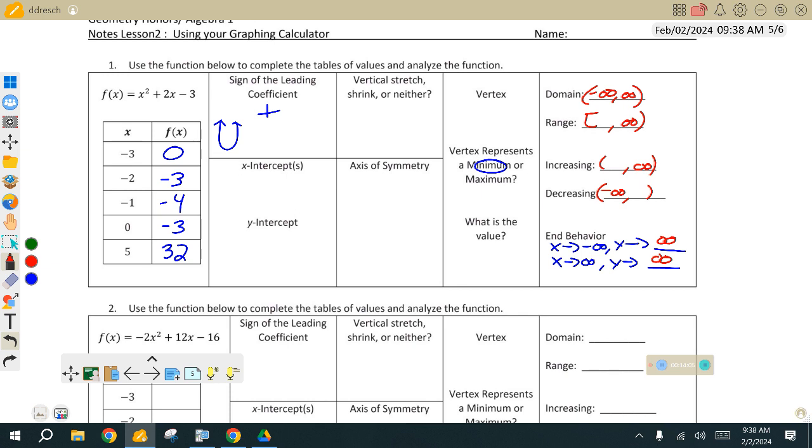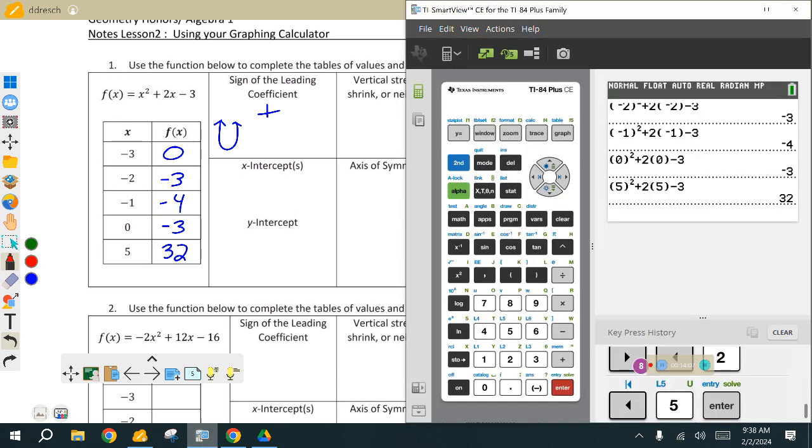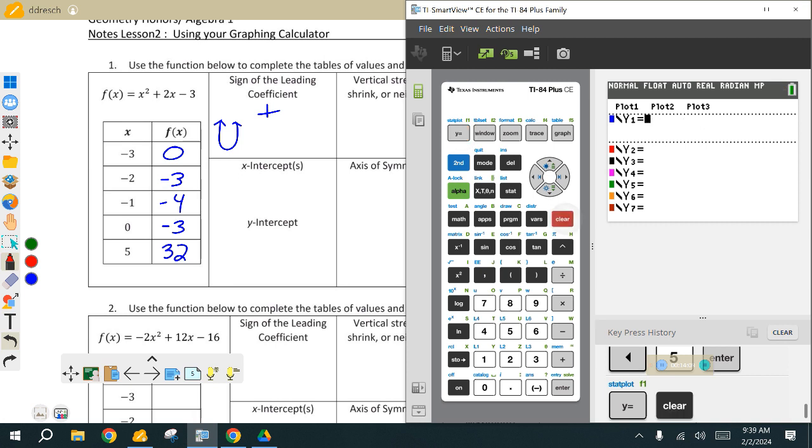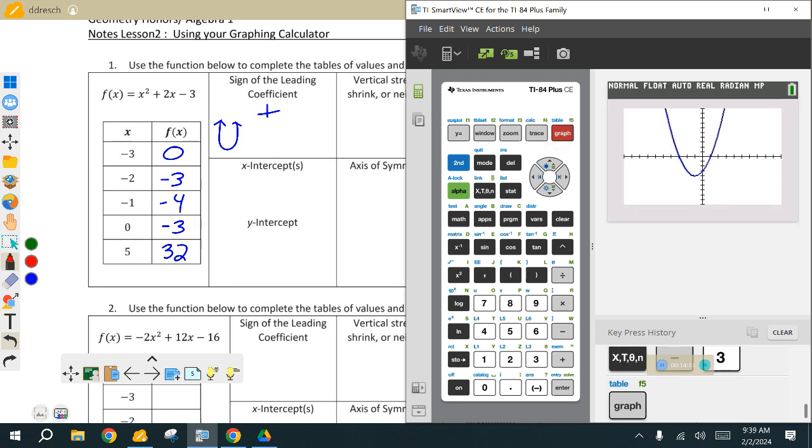Let's go plug into our calculator. All right, what do we got? Y equals, clear out the old one, x squared plus 2x minus 3. Graph it. Decimals, people, you know how to graph yours. All right, let's continue with the analyzing there.